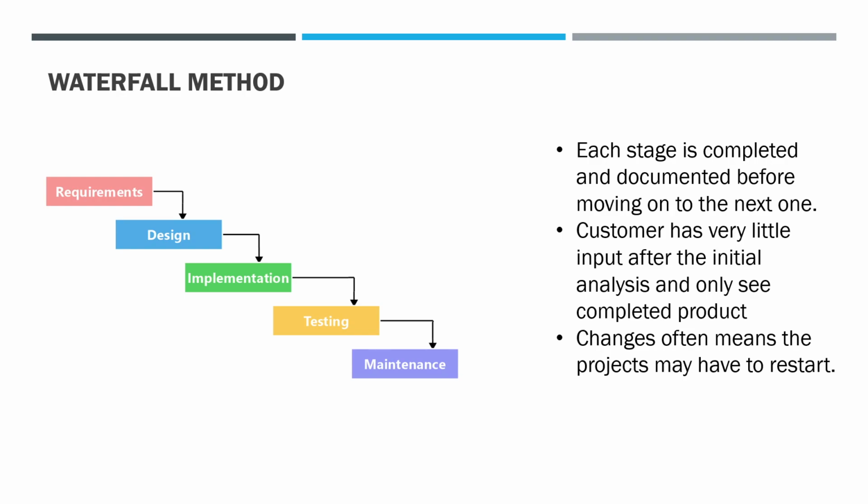So the waterfall model works like this. Very similar to one I said before, each stage is completed and documented before moving on to the next one. You might go back up in the waterfall model, but you do tend to go down. Once you go down, you don't tend to go back up, although you can. You tend to go down to the end. The customer has very little input after the initial analysis and only sees the product at the end, which means that changes often mean the whole project or a lot of it has to be restarted. So this is one where you see the customer at the start, go away, make the system and come back, and they look at it and hope it's right.